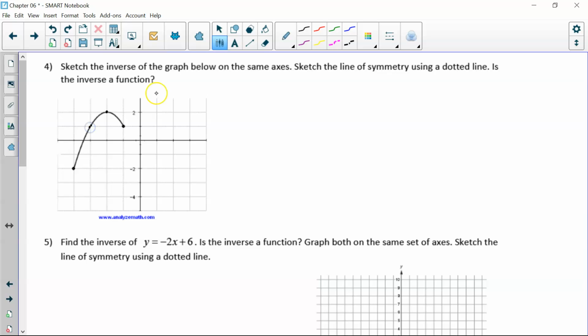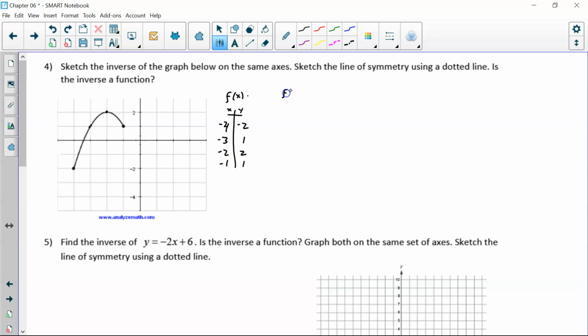So for our graph, it's a function, so we can say f of x. So here we have our values, x and y. We have a -4, -2. We've got a -3, 1. We've got a -2, 2. And we've got a -1, 1.